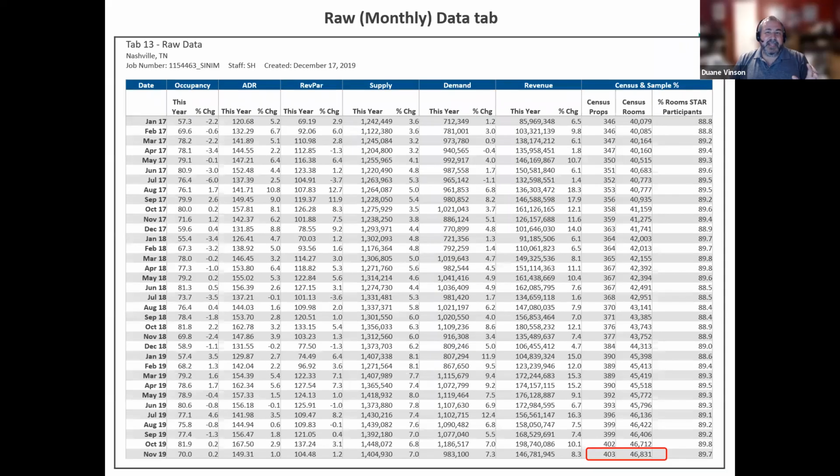To get the latest hotel and room counts for the market, there's another tab in the trend report that's going to include that, and that is the raw data tab. That's monthly data. And again, you can just go to the latest month that is shown there. Go over to those last couple of columns where it says census props and rooms, and that's going to show it to you right there. Example right here in Nashville, we can see that there are 403 hotels with just under 47,000 rooms.